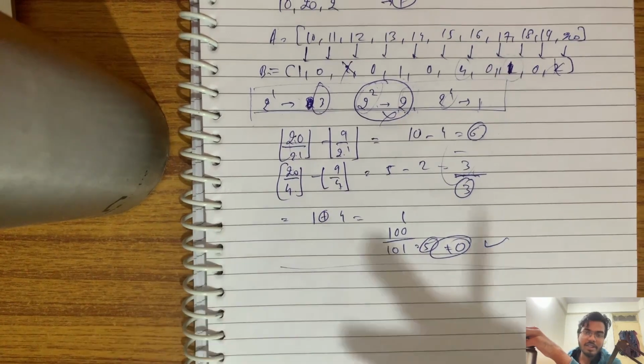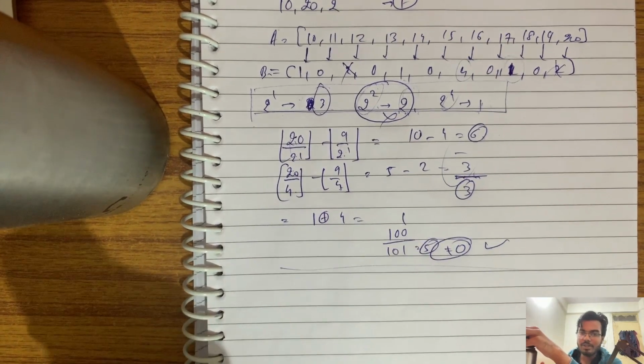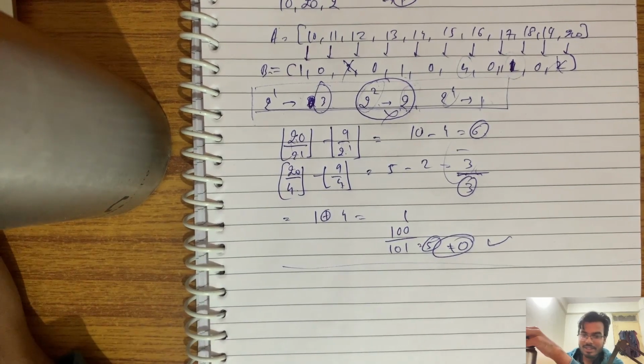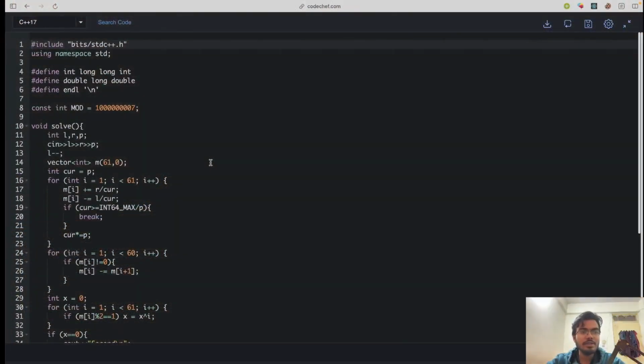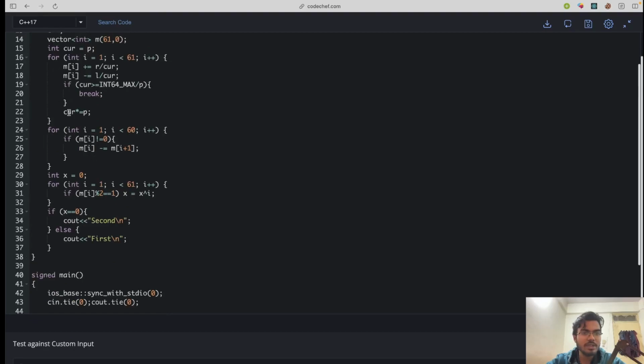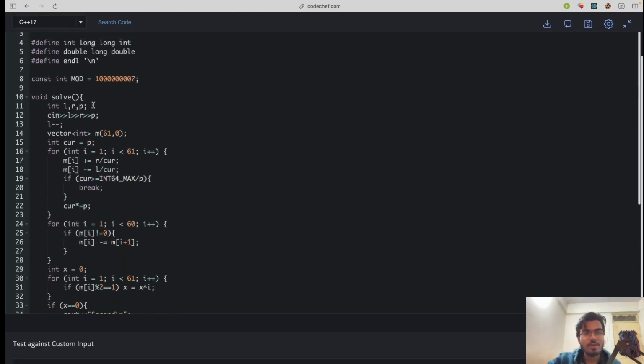I think you will better understand when I explain the code. Okay, so let's move on to the code. I have this solve function for every test case. Now obviously I need L minus 1, so I just subtracted it here beforehand, and I'm only considering powers of P up to P to the power 60, right? So I have made a vector to store the count of the number of times some power occurs, right?